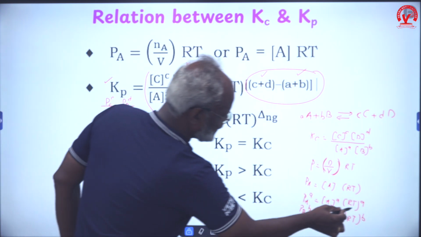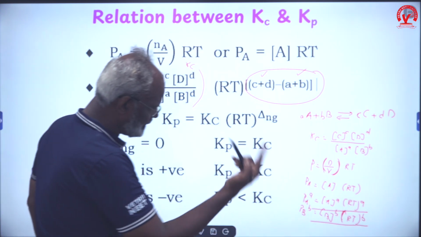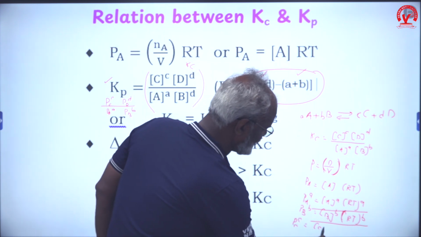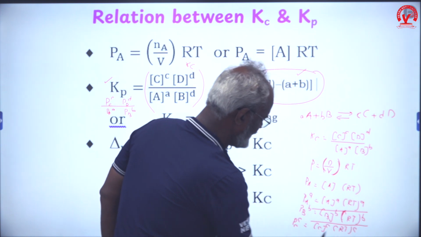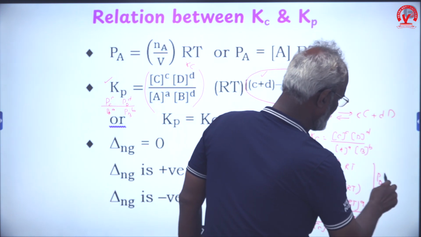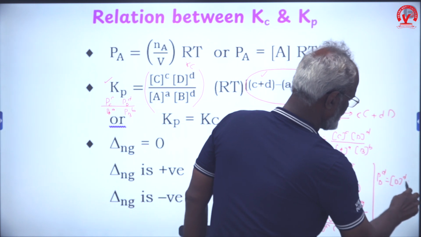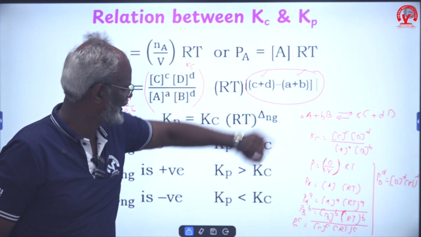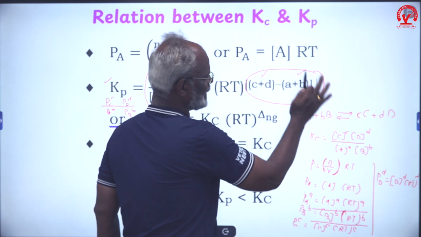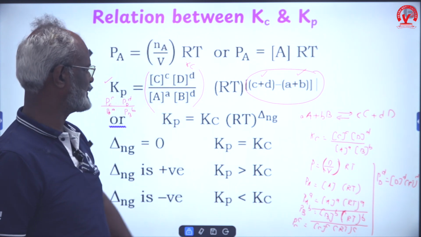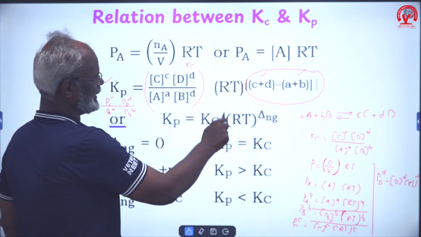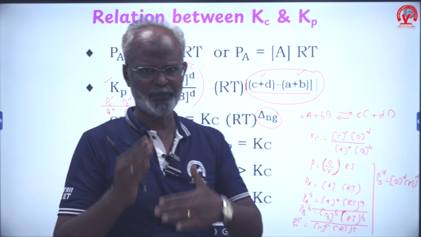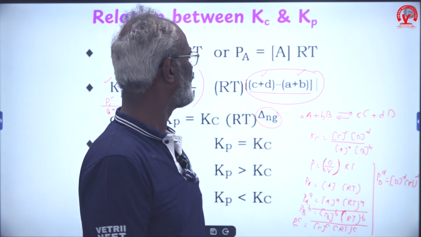So in that place, for Pa you have to substitute this, Pb, and Pc, Pd also you can substitute. So the Pc will be equal to C power C, RT power C. Similarly, Pd power D will be D power D, RT power D. We substitute them accordingly, you will get this equation. This is the difference in number of moles of gaseous products minus gaseous reactants. So Kp is equal to Kc, RT power delta Ng, this one. So this is number of gaseous moles of products minus number of gaseous moles of reactants.